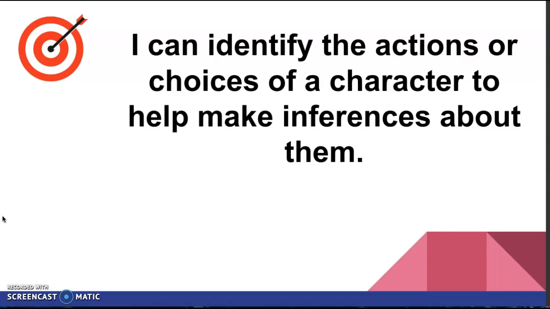Are they breaking the rules? Are they staying on the rules? Those types of things. And that's to help me make inferences. So if I'm making an inference, I am making an educated guess about them. So I'm taking those actions and those choices to gather information about what my character is like, to maybe then say, hey, these are the internal character traits I think my character has.